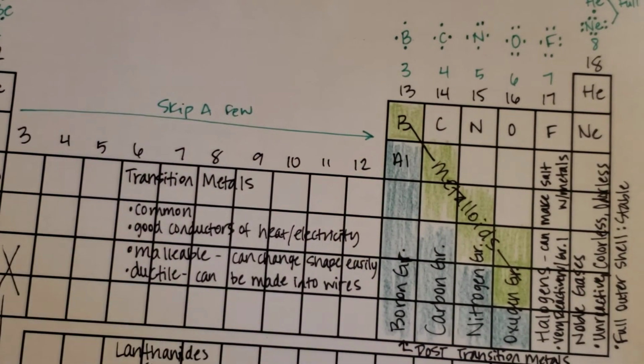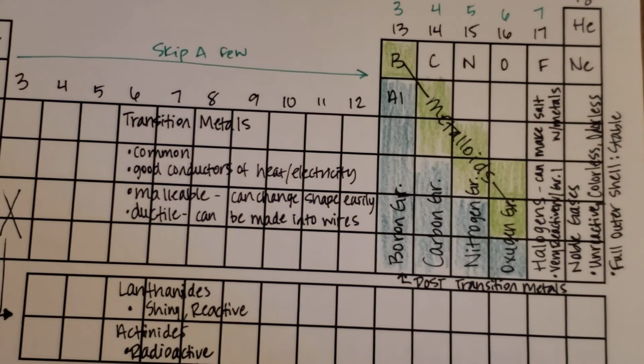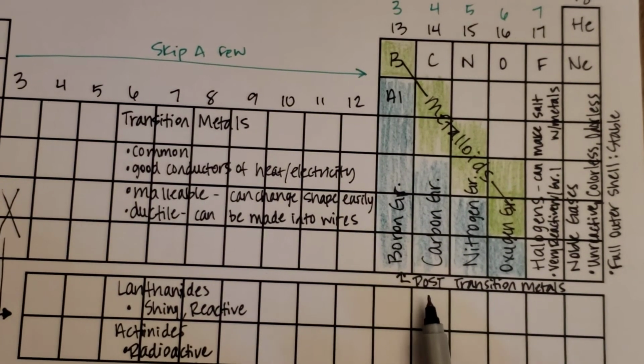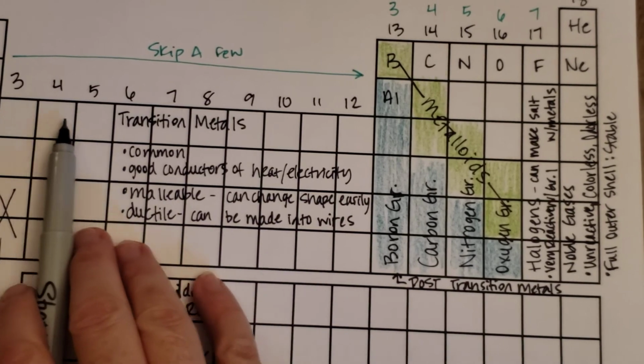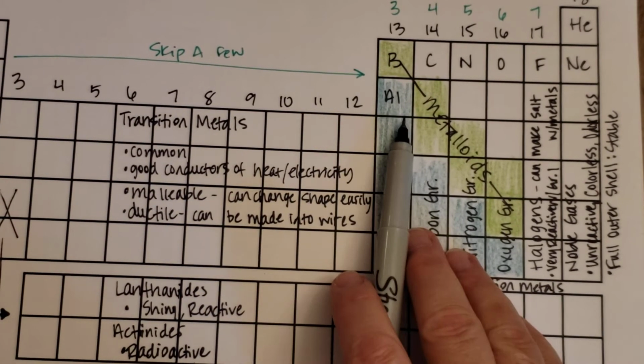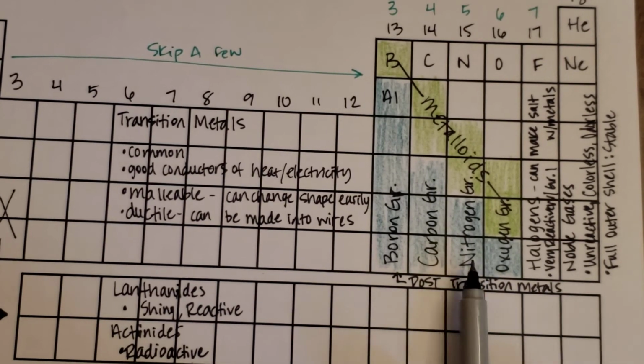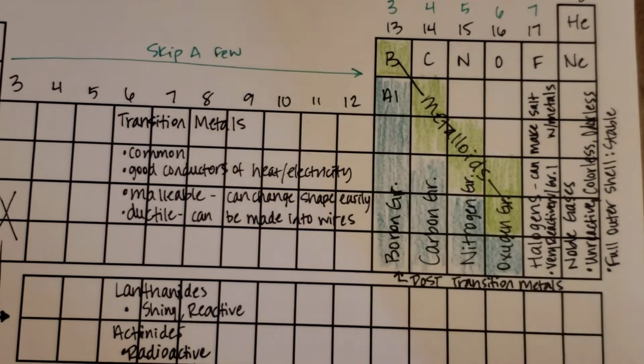So if you know the word post in maybe your ELA class, if you use it as a prefix or something like that, post is going to mean after. So we have the transition metals. Then we have the metals that come after them. So they're the post-transition metals. So these are still metals down here on the bottom.